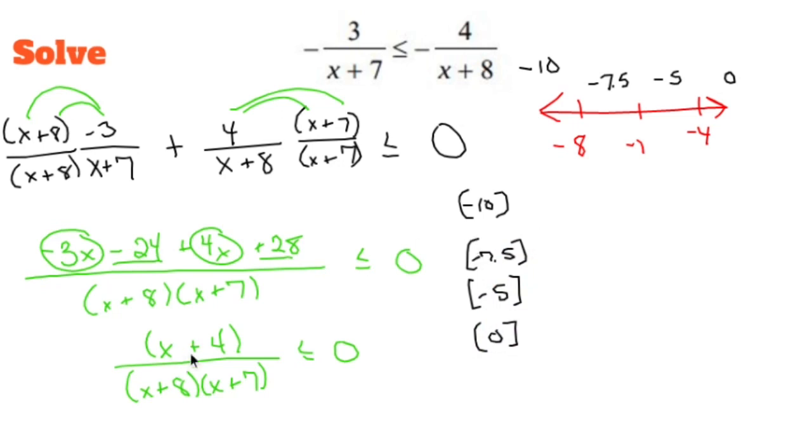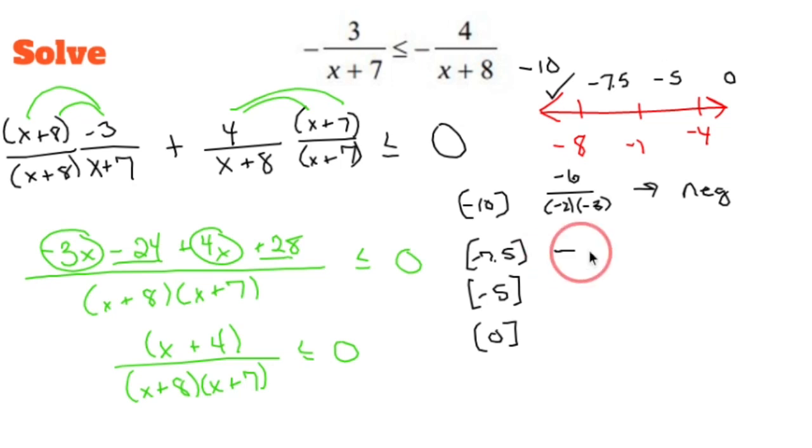I'm going to try to do most of these mentally so as not to kill my brain here. Negative 10 plus 4 is negative 6. Negative 10 plus 8 is negative 2. Negative 10 plus 7 is negative 3. Negative over a negative times a negative is negative over a positive, which makes this negative. So this makes me happy. I want this. I want this. I want this. Now let's plug in negative 7.5.